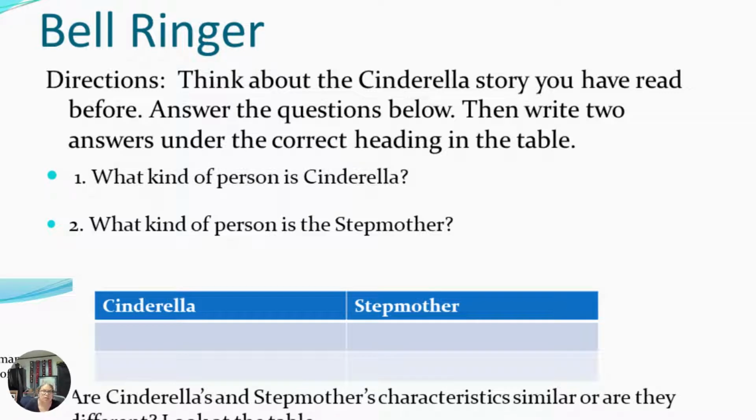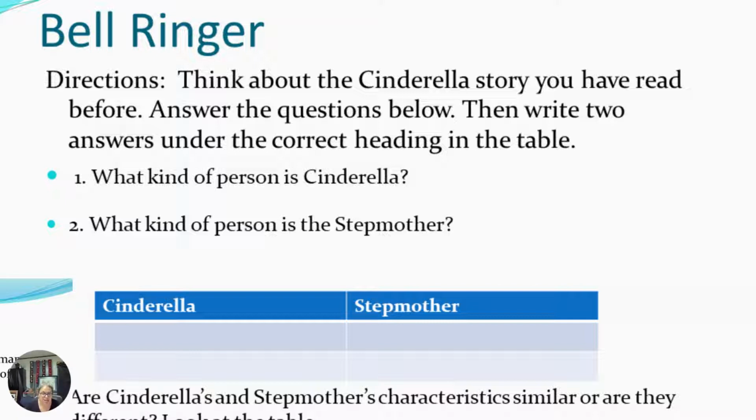The bell ringer for this lesson is to think about the Cinderella story you have read before, then answer the questions below. There is a table at the bottom where you will write two answers under the correct heading in that table. So the first question is, what kind of person is Cinderella? Two, what kind of person is a stepmother? And here is a table that I mentioned.